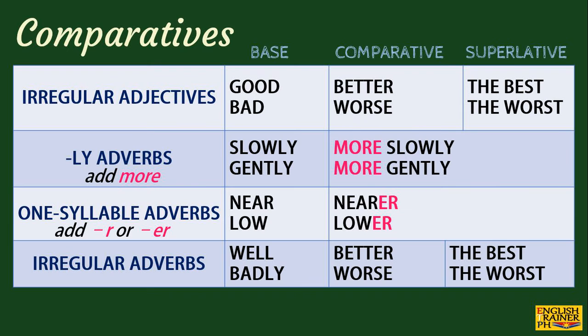For adverbs that end in ly, like slowly or gently, just add the word more before the adverb. If the adverb has one syllable, like near or low, just add er, similar to our adjectives. And then there are also irregular adverbs, like well and badly. So well becomes better, and then the superlative is the best. Badly becomes worse in the comparative, and then the worst in the superlative.